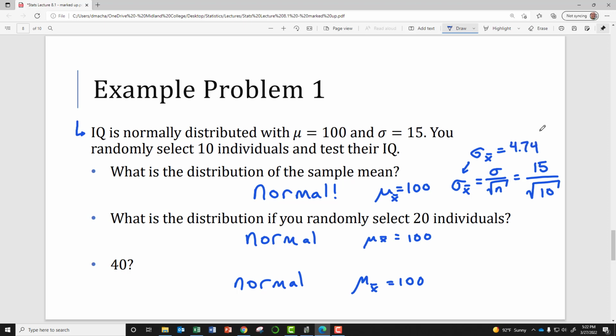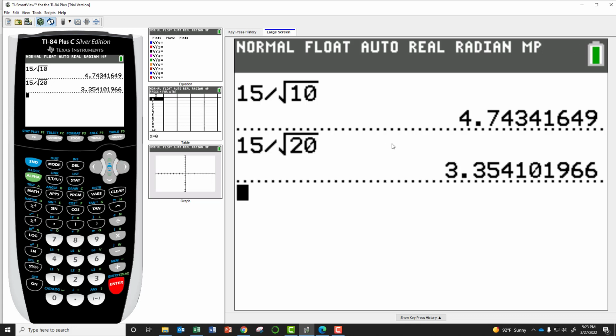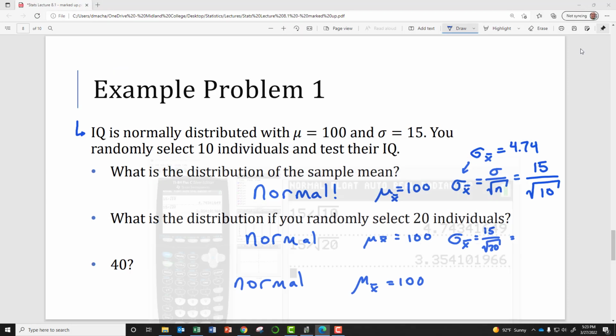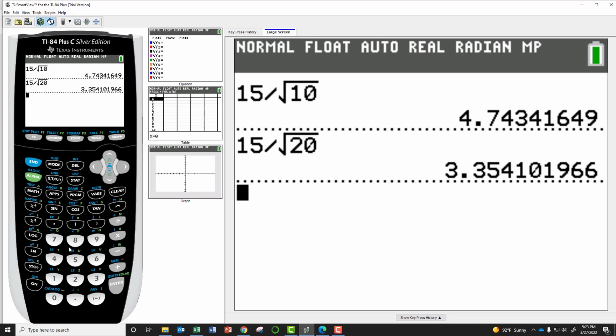Okay, what if we select 20 individuals? Then this now becomes 15 divided by square root 20. Let's see how that affects things. So now 15 divided by square root 20 gives me 3.35. Notice as my sample size increases from 10 to 20, my standard deviation has decreased from 4.7 to 3.4. And then finally, what if I have 40 individuals?